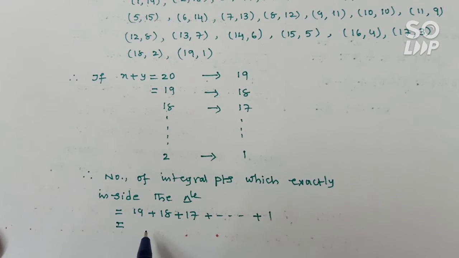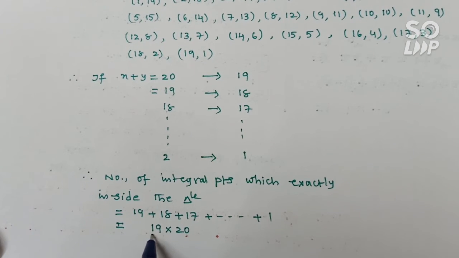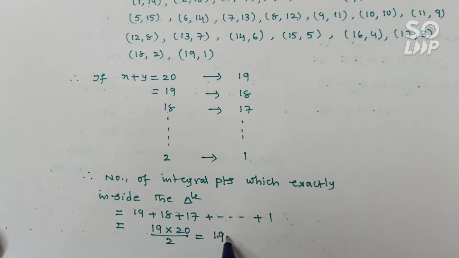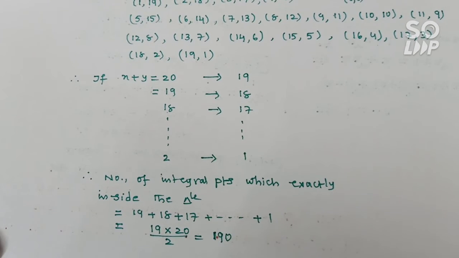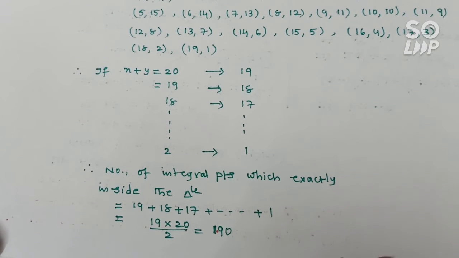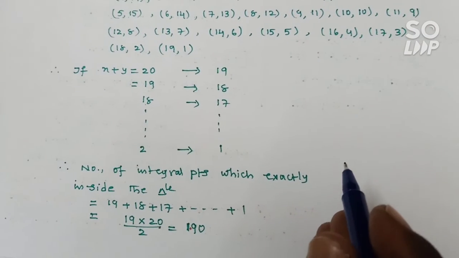The sum of the n terms formula is what? n into n plus 1 by 2. So this is 19 into 20 whole divided by 2. So this value will be 190. There is one more shortcut formula to find this type of question.